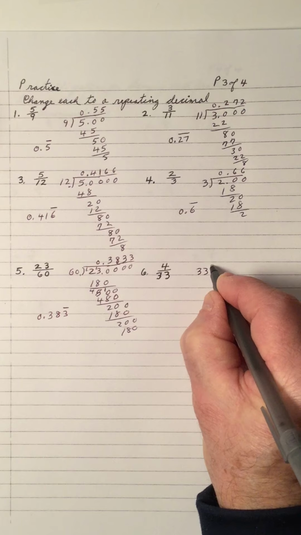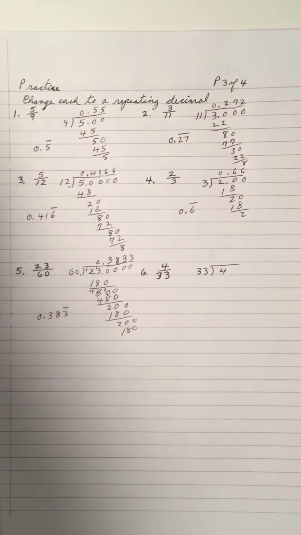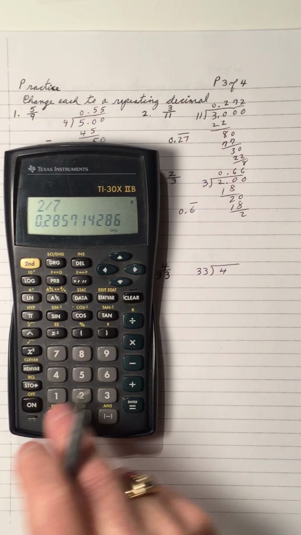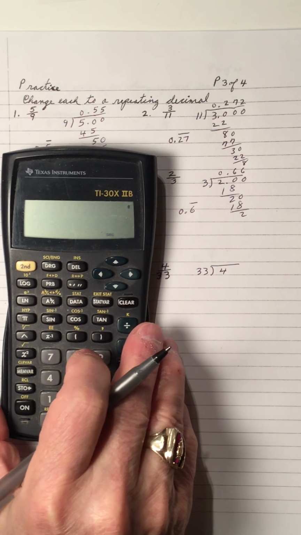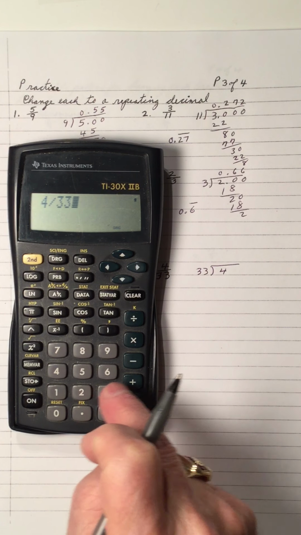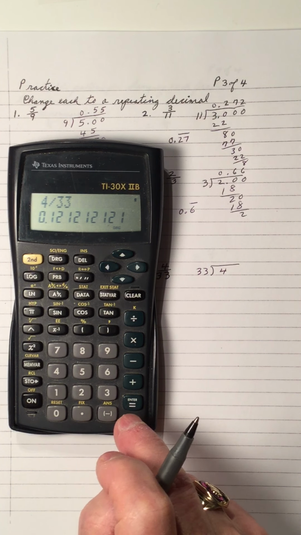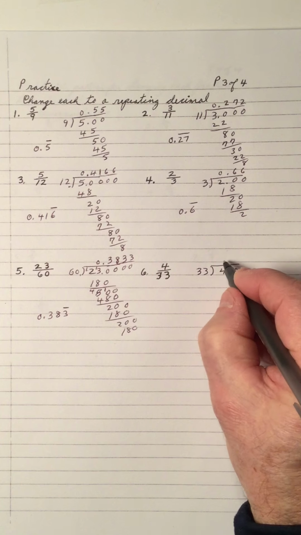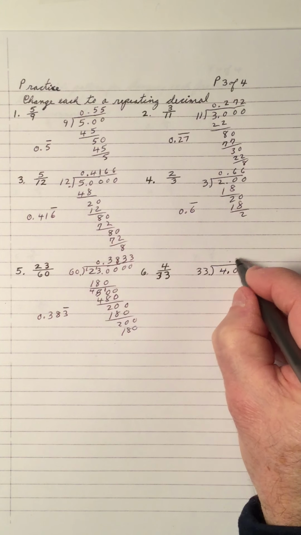4 over 33. Let's check with the calculator, just to see what we're going to get, just to make sure. Turn on my calculator, clear it, and I have 4 divided by 33, and I'm going to get 1, 2, 1, 2, 1, 2. Let's see if that's true. But we're working it out by pen.